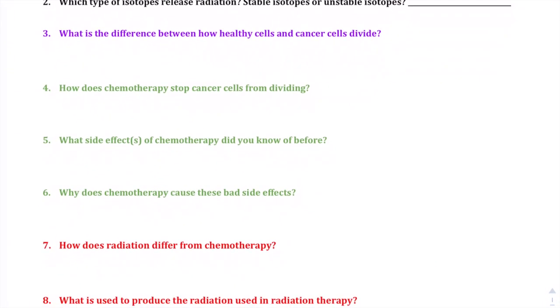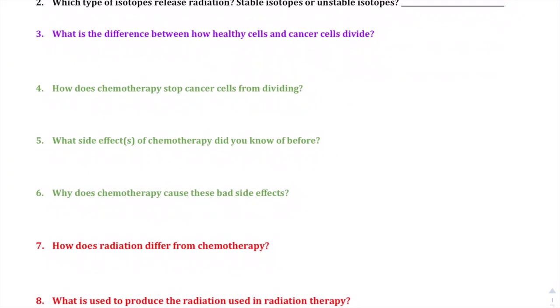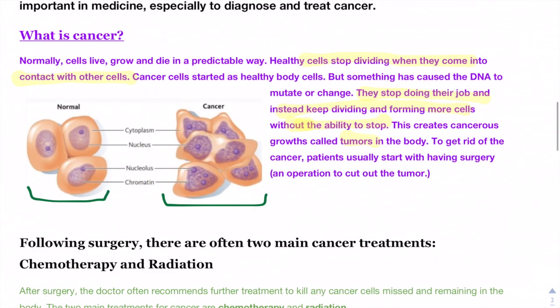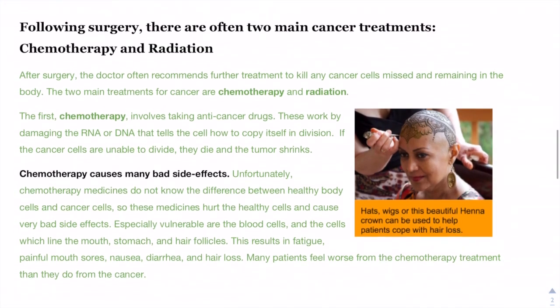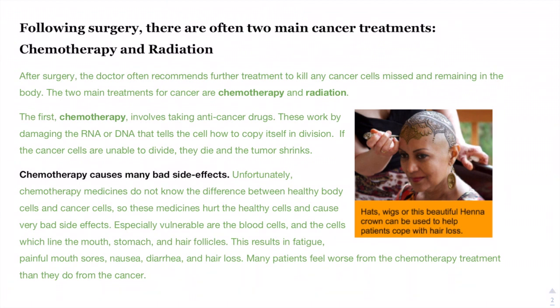Now I will read the green questions. Number 4, how does chemotherapy stop cancer cells from dividing? Number 5, what side effects of chemotherapy did you know of before? And 6, why does chemotherapy cause these bad side effects? So let's read the green section, starting with this title here.